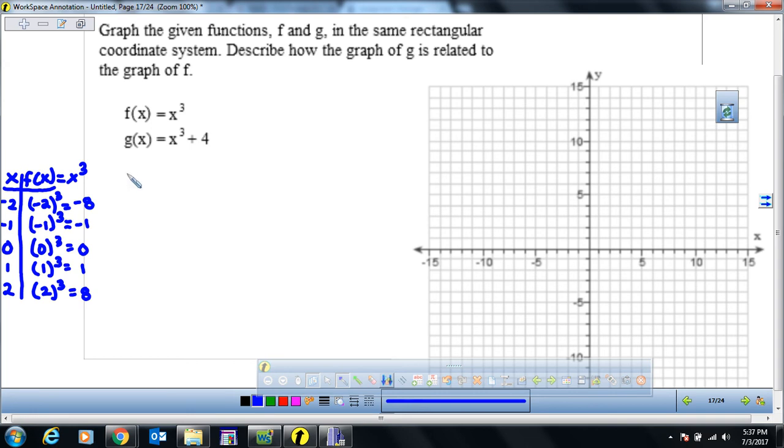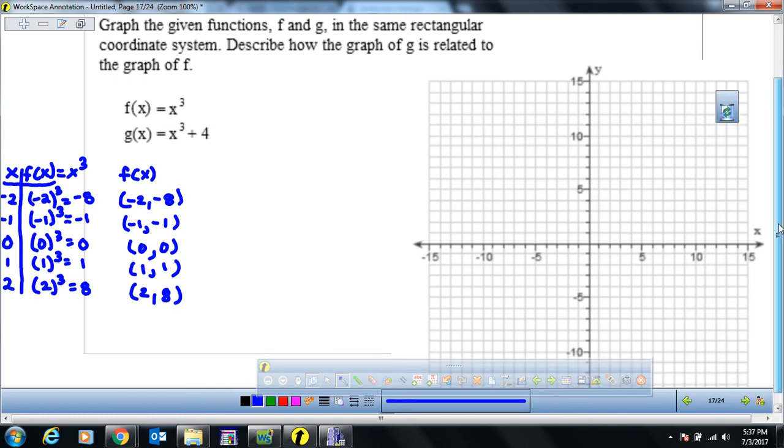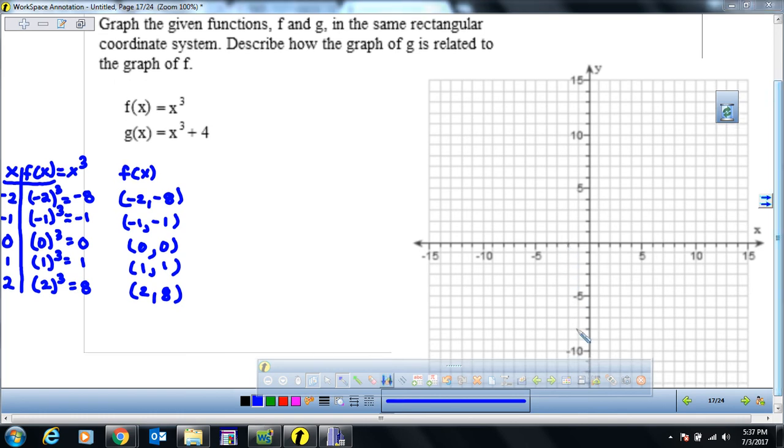So the function f of x gives us the points (-2, -8), (-1, -1), (0, 0), (1, 1), and (2, 8). So when we graph this, it's gonna look like this. So (-2, -8) is down here. (-1, -1), (0, 0), (1, 1), and (2, 8).